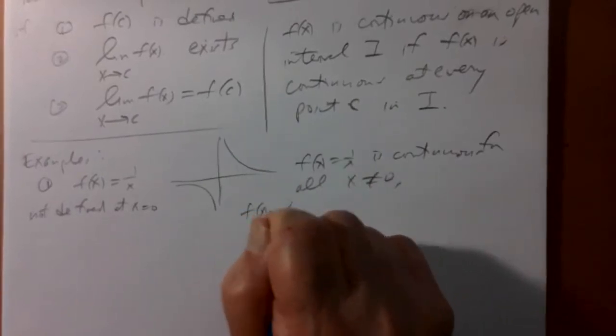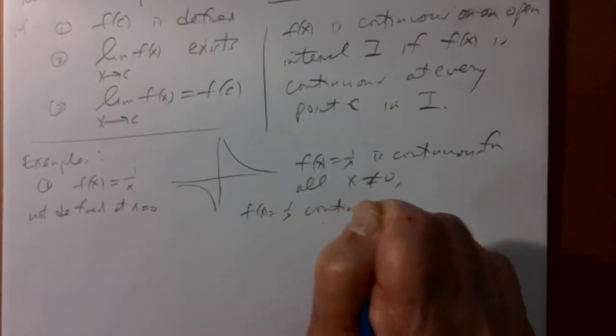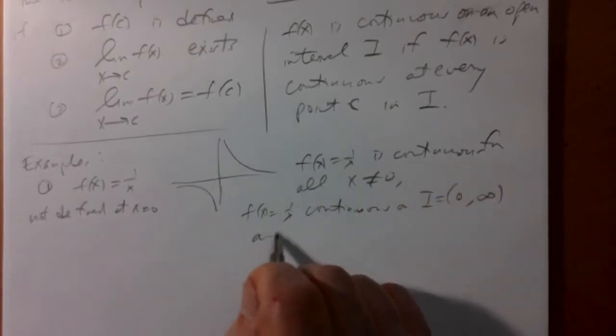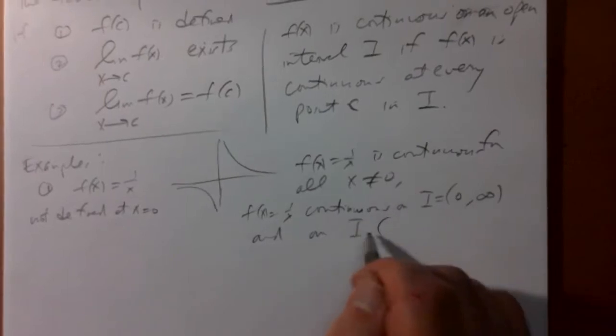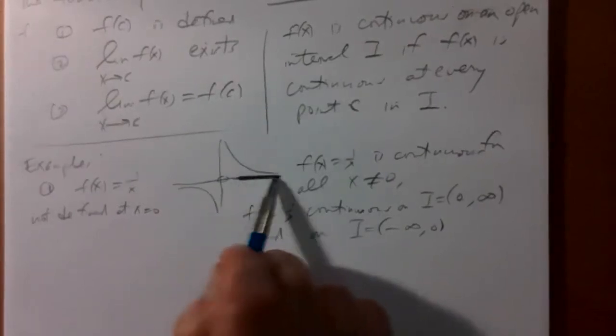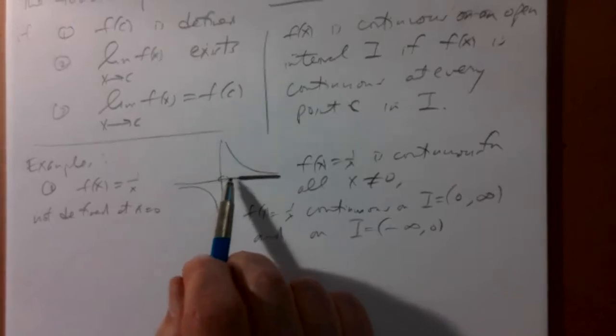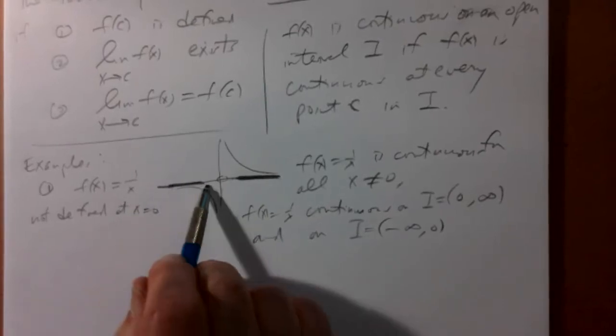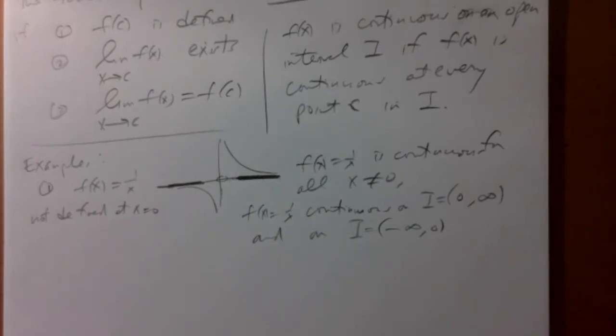So f of x equals 1 over x is continuous on the open interval from 0 to infinity, and on the other open interval from minus infinity to 0. At 0, it's not defined. But on this open interval from 0 to infinity, which doesn't include 0, the function is continuous. And on this open interval from minus infinity to 0, the function also is continuous. Other questions?